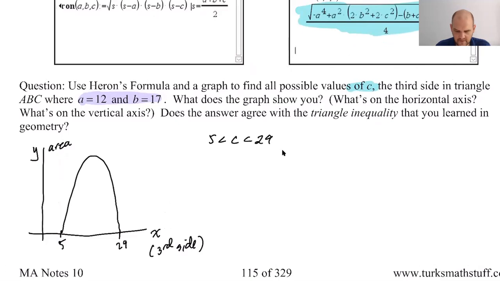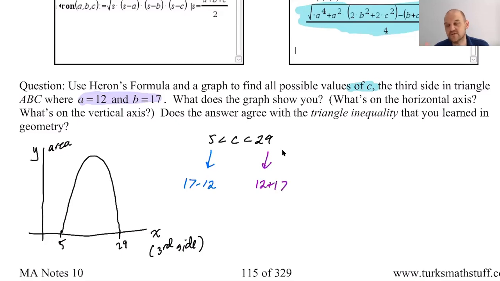So now, what is 5 and 29? 5, this is the triangle inequality part. 5 is 17 minus 12, right? So the difference, the third side needs to be bigger than the difference between the other 2 sides. Because if it's not bigger than the difference, it's not big enough to make a triangle. It's got to be bigger than the difference, and then it's got to be smaller than the sum. This is 12 plus 17.